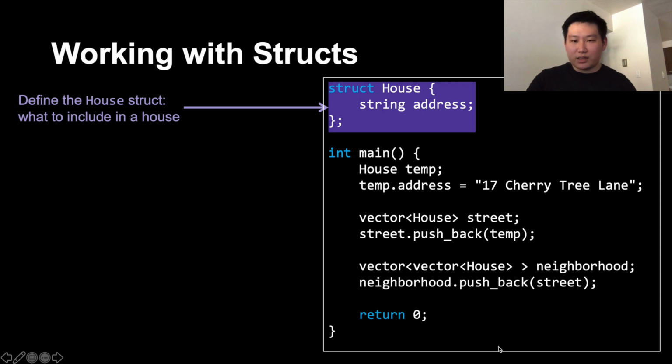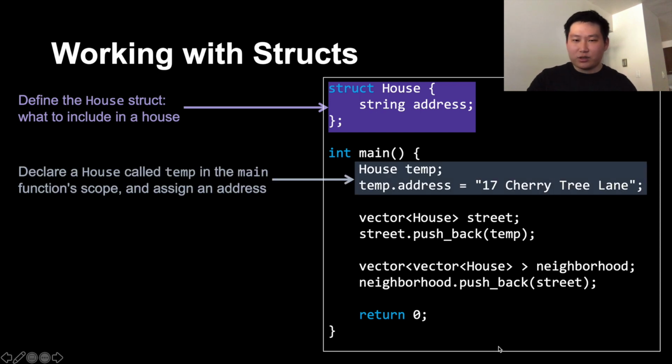Next up, in the main function, we declared a house, and this house has the variable name temp. Next, we set the address attribute in our temp house to be 17 Cherry Tree Lane. So notice here we're using the dot operator to specify address, which is a member variable of house.